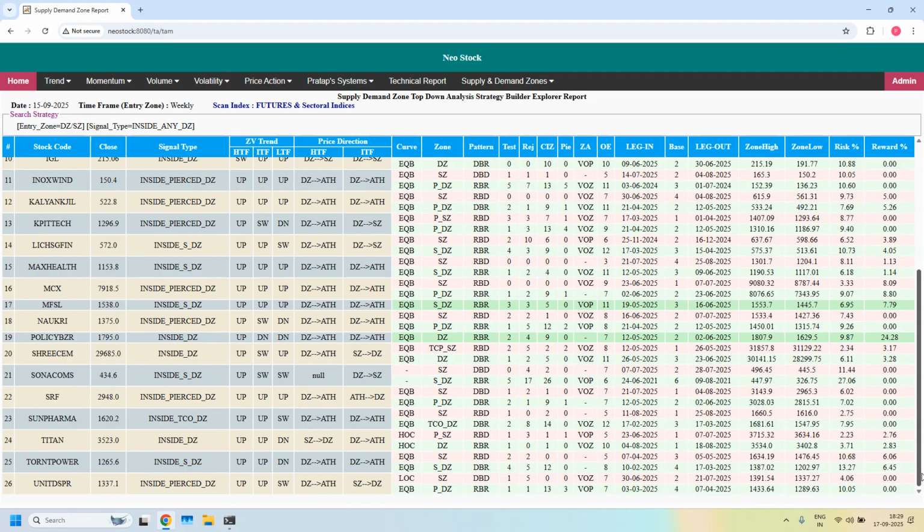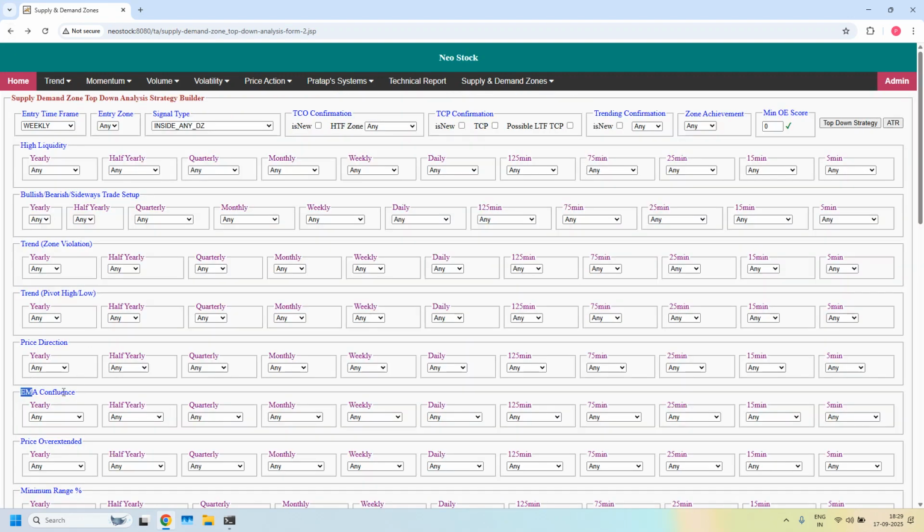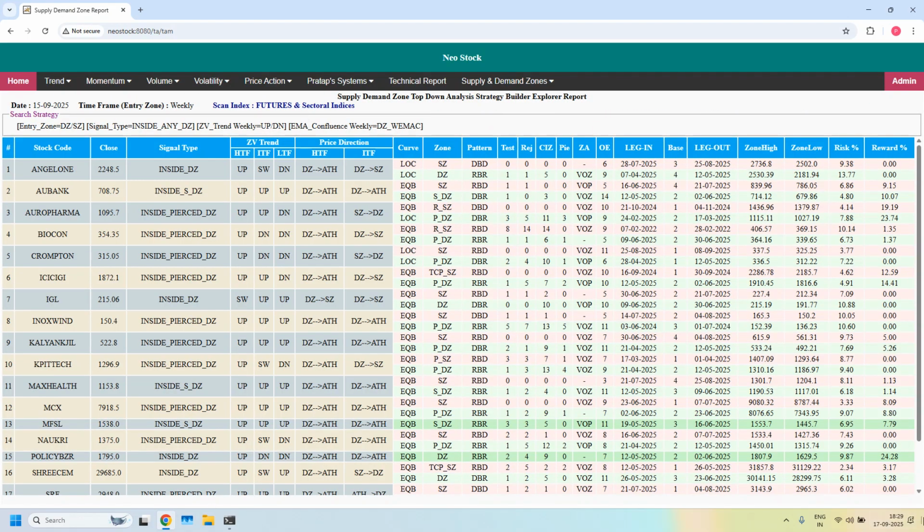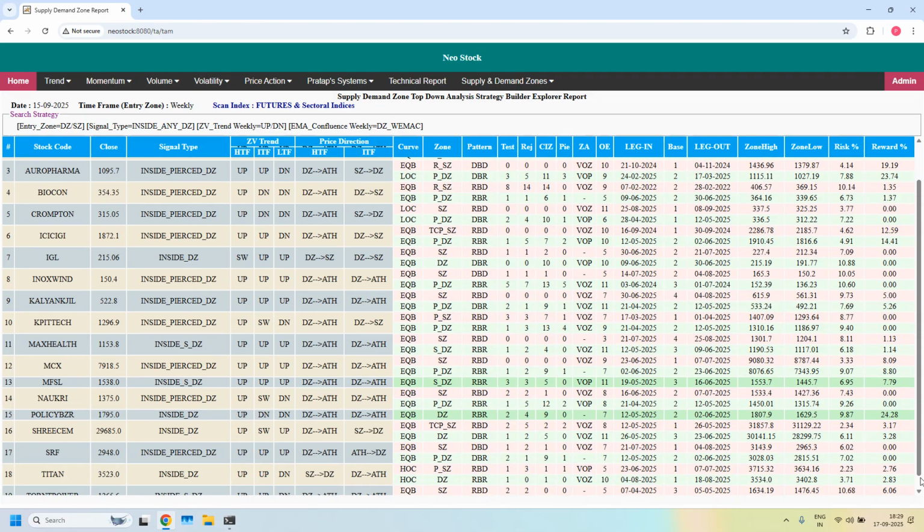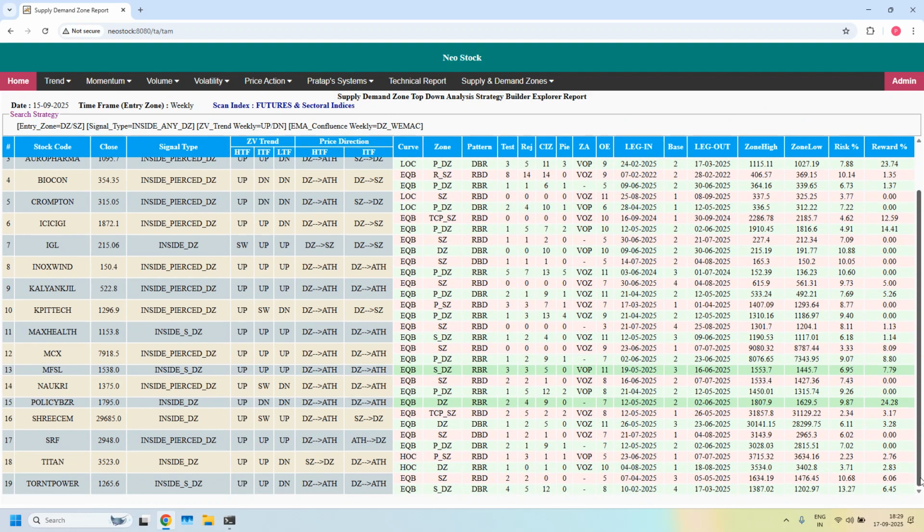We can further filter this list based on the weekly demand zone having weekly EMA confluence, and also the trend on the weekly should not be sideways. So first 16 stocks in the list. Scrolling the list down. So total 19 stocks are filtered.